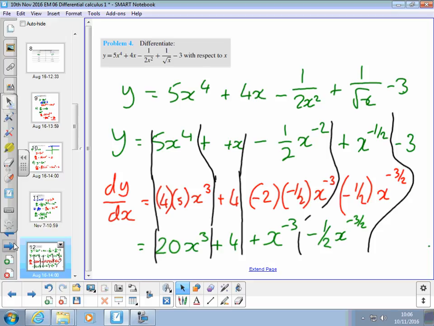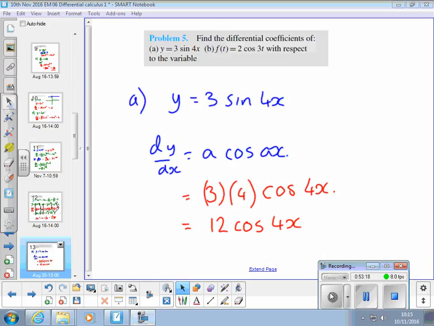Well, you didn't have it in that form to start with, so you wouldn't do that. You might decide to make that 1 over x to the power 3. That bit, yeah, you could do that. You could turn these into roots if you wanted to. Leave it as is. That's 12 cos 4.